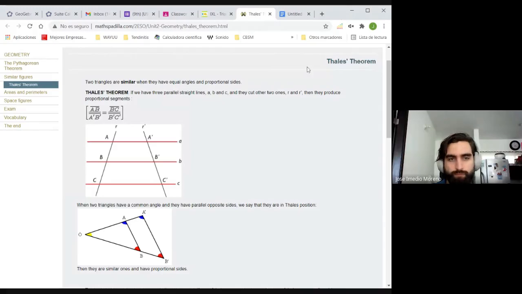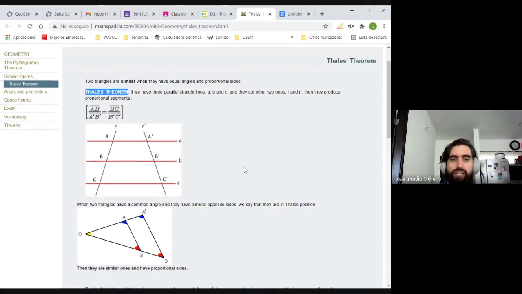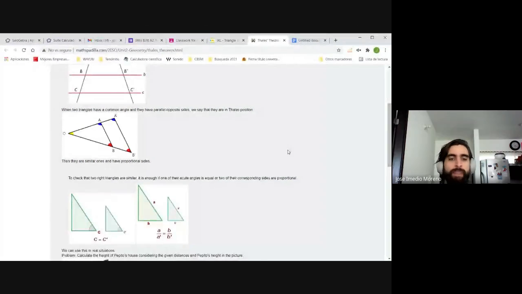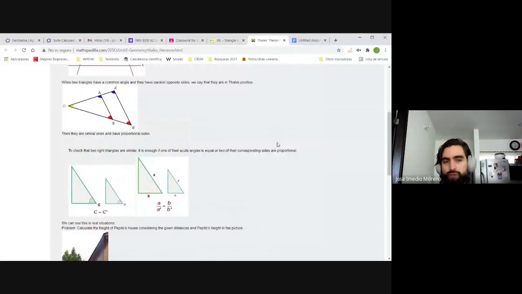Okay, so this is Thales' theorem, el teorema de Thales. I'm sure you've heard about it in previous years, but I guess you don't remember it that well, so let's review it. It derives from similarity, the principle of similar figures. You know that we've been working with similar figures.